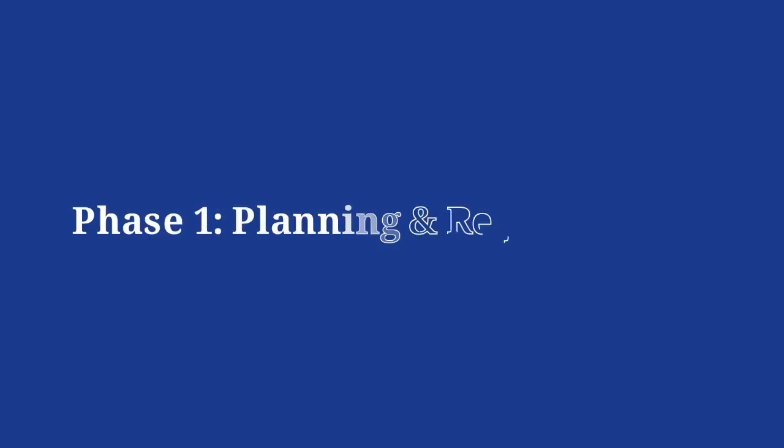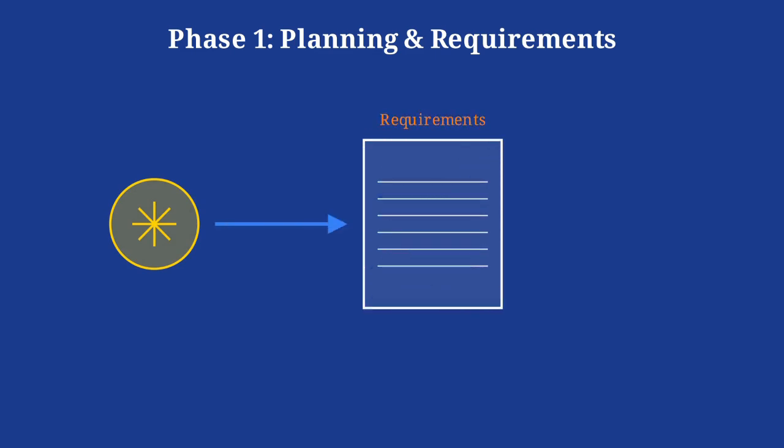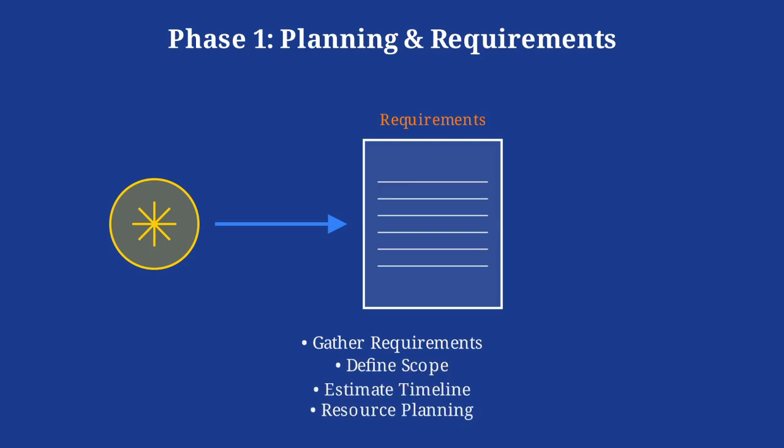Phase 1: Planning and requirements. Every great piece of software starts with a spark of inspiration. But turning that light bulb moment into something concrete, that's where planning comes in. During this crucial first phase, we're doing several key activities. We gather requirements from stakeholders and users, we define the scope of what we're building, and just as importantly, what we're not building. We estimate timelines realistically, and we plan our resource allocation. This phase transforms vague ideas into clear, documented requirements that everyone can understand and agree upon.